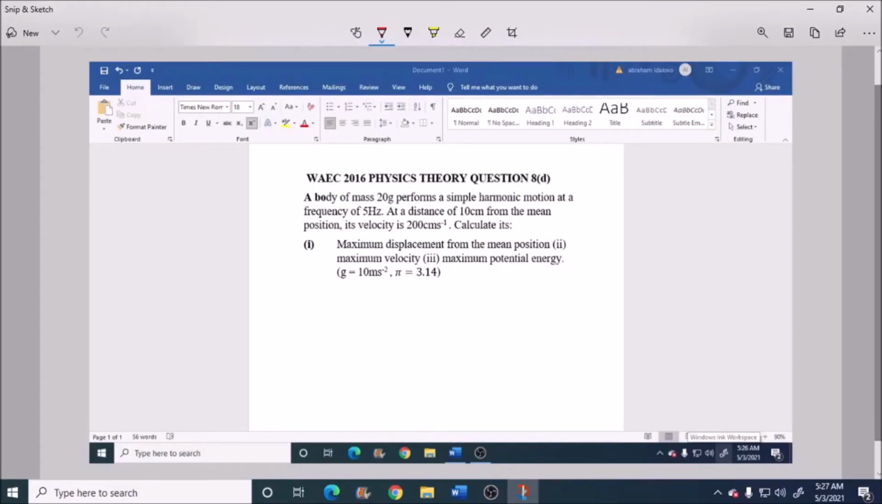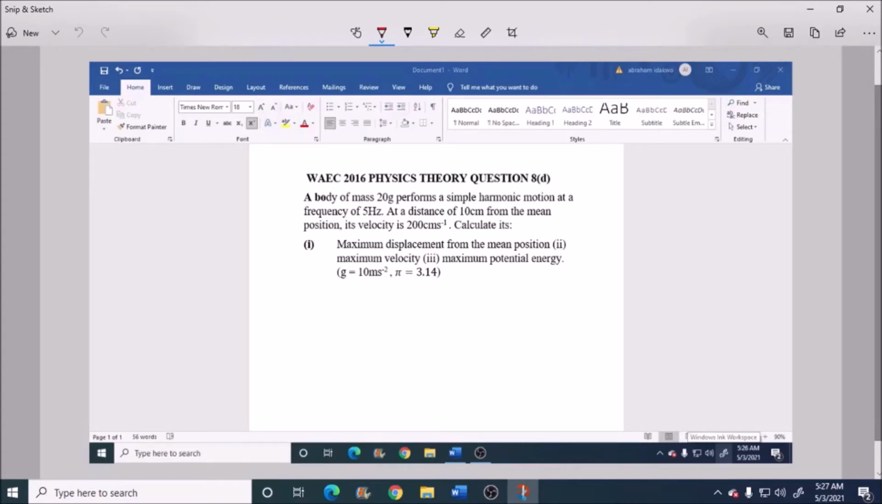Hello and welcome. Today I will be answering WAEC 2016 Physics Theory question 8D. A body of mass 20 grams performs a simple harmonic motion at a frequency of 5 Hz at a distance of 10 cm from the mean position. Its velocity is 20 cm per second. Calculate its maximum displacement from the mean position.